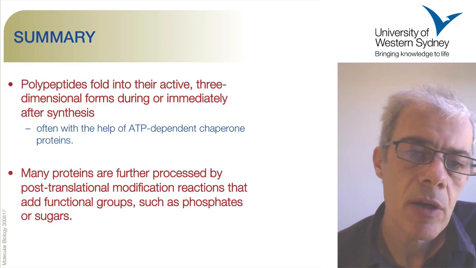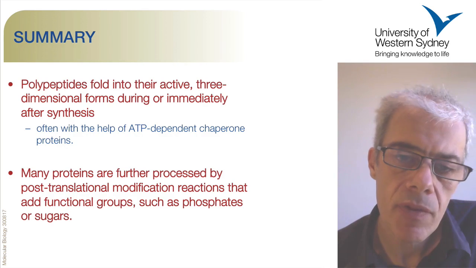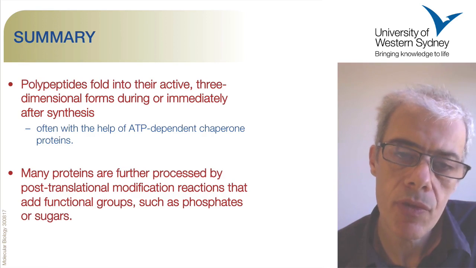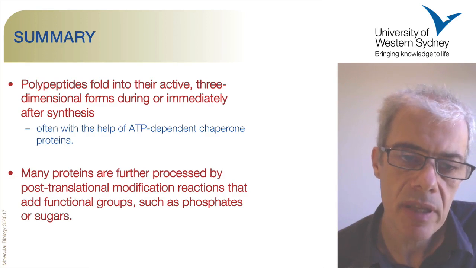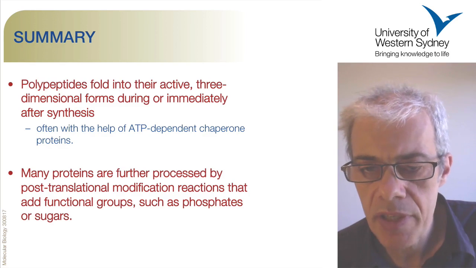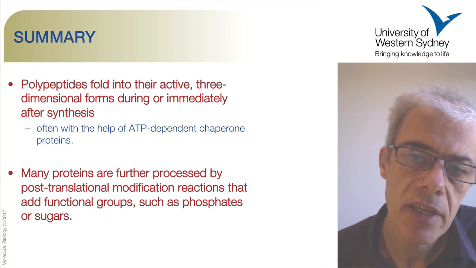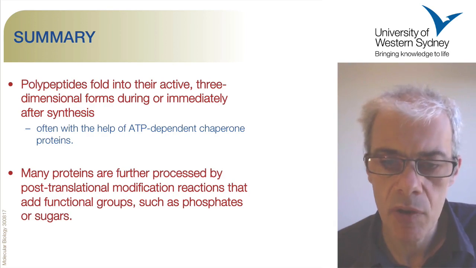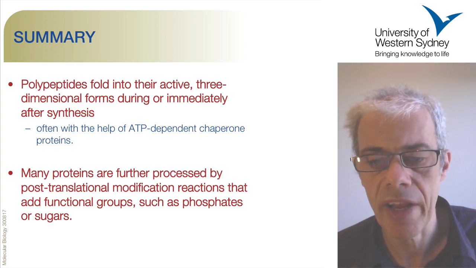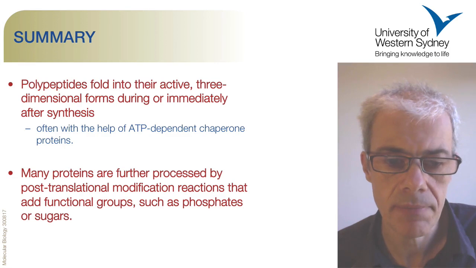And just a brief summary of some of the things I've been talking about: as proteins are made off the ribosome, they start to form 3D structure, such as alpha helices, and then you get cooperative folding of the protein sequence. There are helper proteins involved in this, such as chaperones, and many proteins are further processed by post-translational modification, such as phosphorylation or methylation, and this is important for controlling protein function. So that concludes the lecture covering protein synthesis.